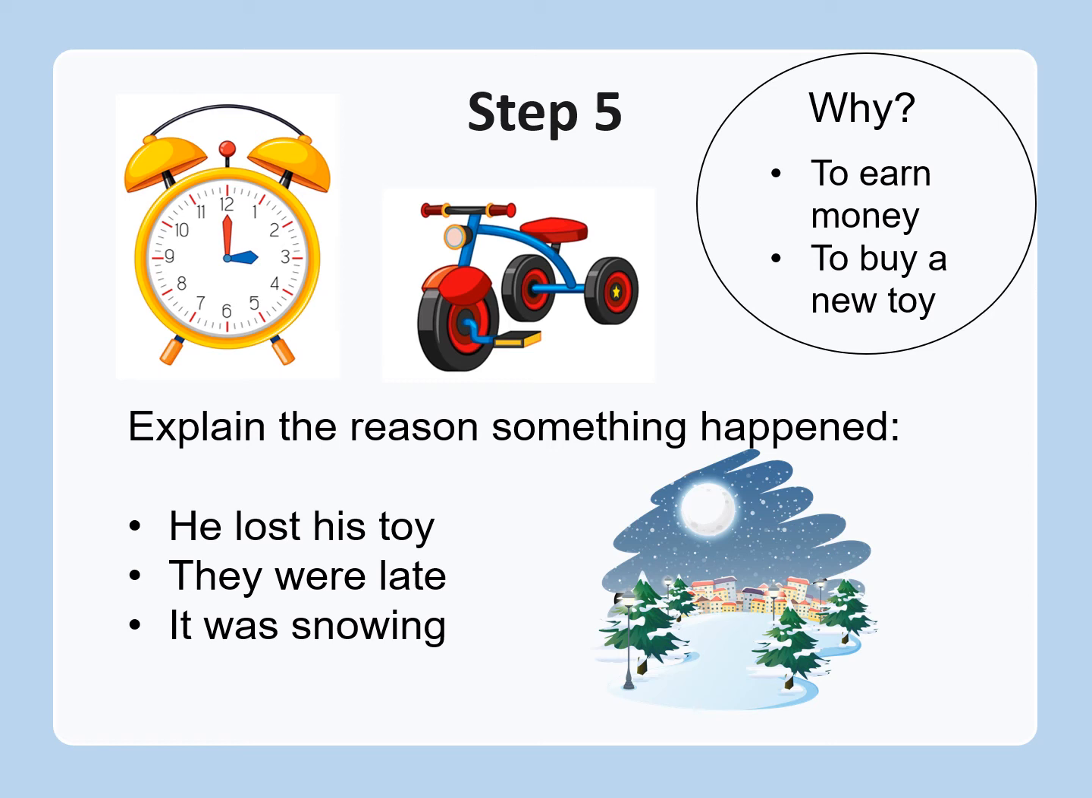So it could be something like he lost his toy. They were late for school. Maybe people are running down the road and they're late for school. It was snowing, so that could be why did they not go to school that day? Because it was snowing so much they couldn't leave their homes. So that's the why. So in this story, one thing we have to wonder is why is this little boy or girl outside shoveling snow? And the why is to earn money to buy a new toy.